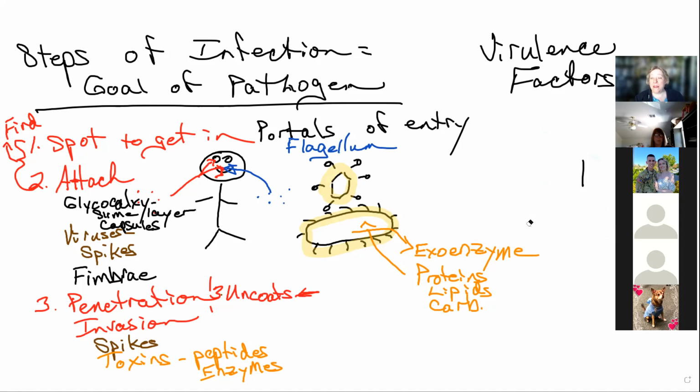So, by the way, on a test, I would not expect you to know these different types of exoenzymes and toxins. But I would want you to know, if I describe what they do, whether they are important in invasion or nutrient acquisition or attachment. Does that make sense? What I'm wanting you to get from this?